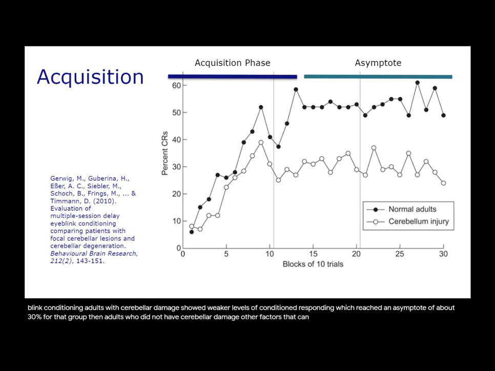Other factors that can influence the acquisition phase and the magnitude of the asymptotic response include the intensity of the unconditioned stimulus and the intensity of the conditioned stimulus. In both cases, acquisition tends to be faster with stronger stimuli.